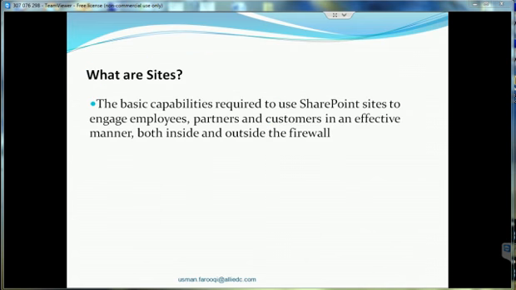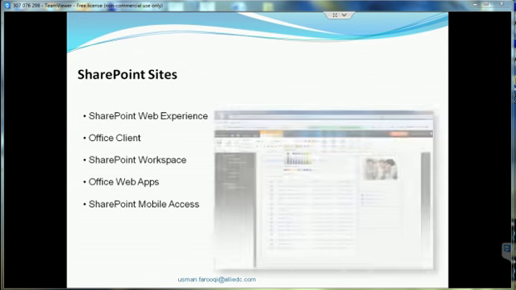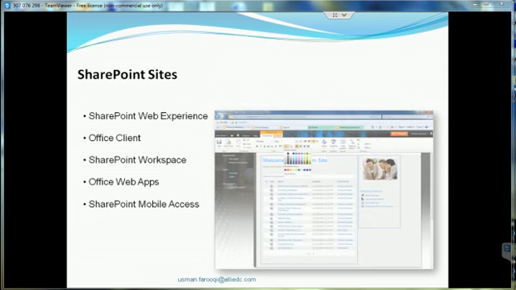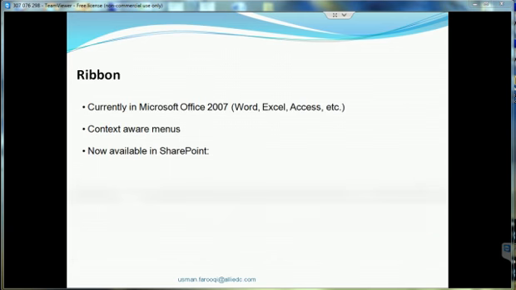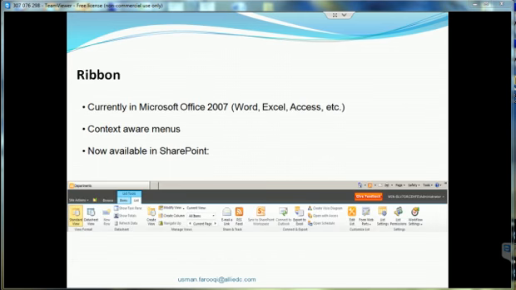Let's see each of them one by one. First of all, there is site. The capability is required to use SharePoint sites to engage employees, partners, and customers in an effective way, both inside and outside of the firewall, just like I have described. This is basically the SharePoint portal or SharePoint site. The SharePoint user interface can be on the World Wide Web, on a mobile device, or on any other device. Then there are SharePoint ribbons. This is a new functionality in SharePoint.